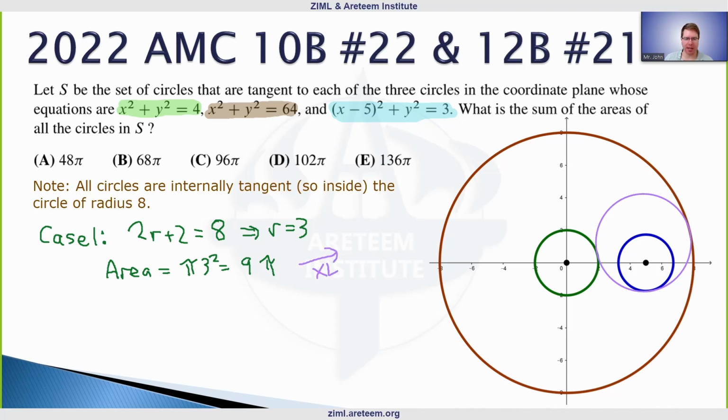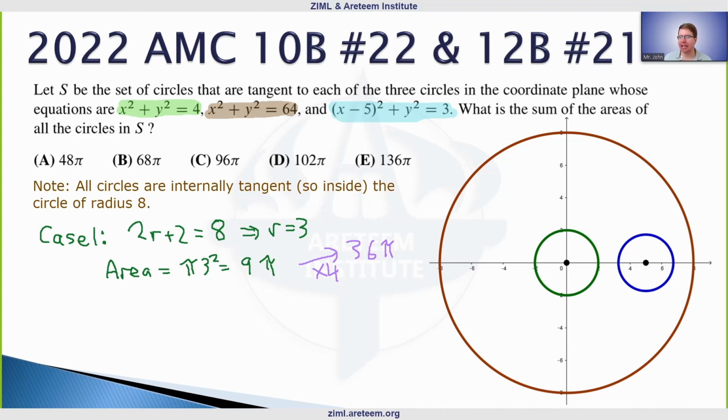So this can happen in 4 ways. And so the combined area for the 4 circles in S thus far are 36 pi in this scenario. So we have this one case there, right? The radius was fixed as soon as we said it was the smaller radius, so outside the green, inside the brown, the radius had to be 3. And then tangent to the blue circle, that could happen in 4 ways.